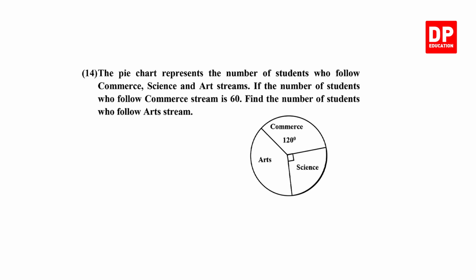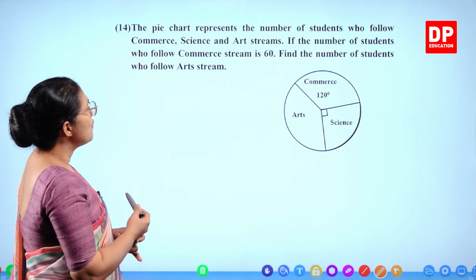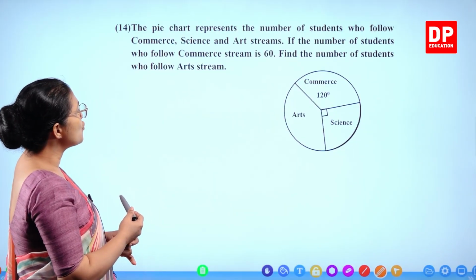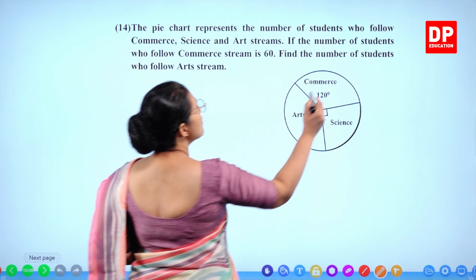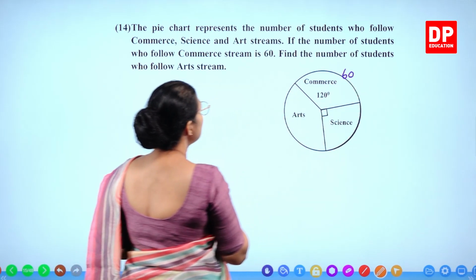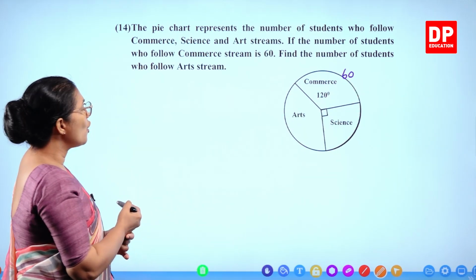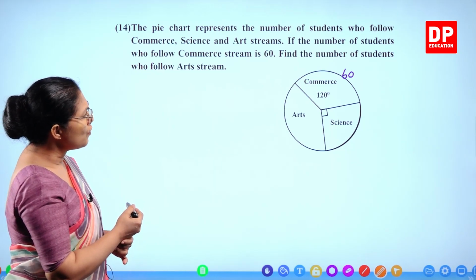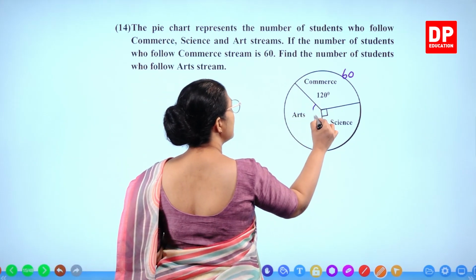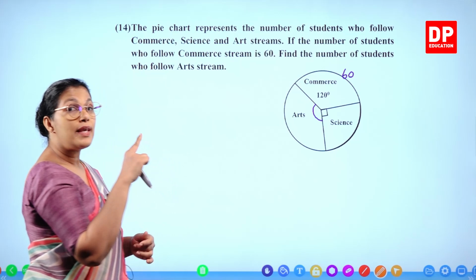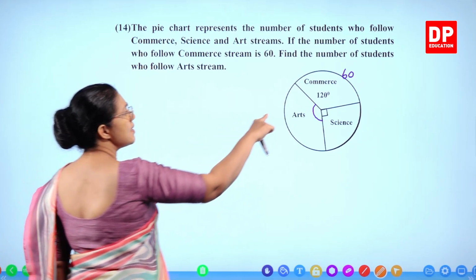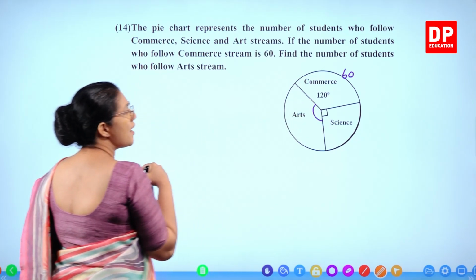Question number 14. The pie chart represents the number of students who follow commerce, science and art streams. If the number of students who follow commerce stream is 60, so this is 60 given. Find the number of students who follow art stream. So we need to first find out the angle here. How do you find out? We know the angle at the center, the whole thing, is 360.